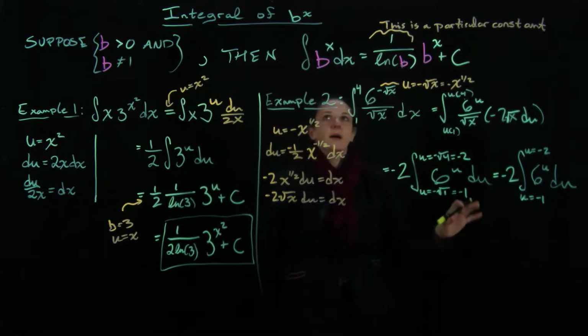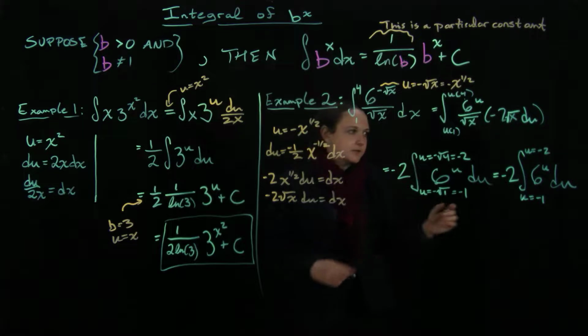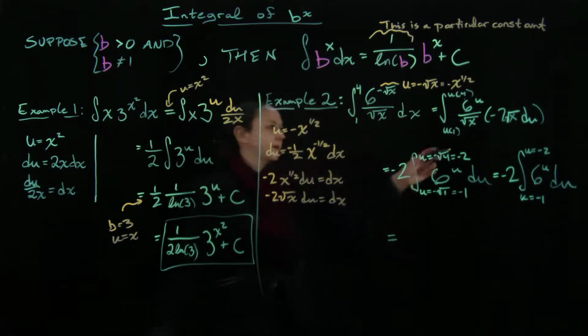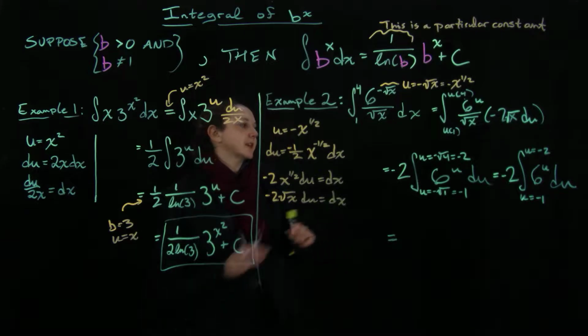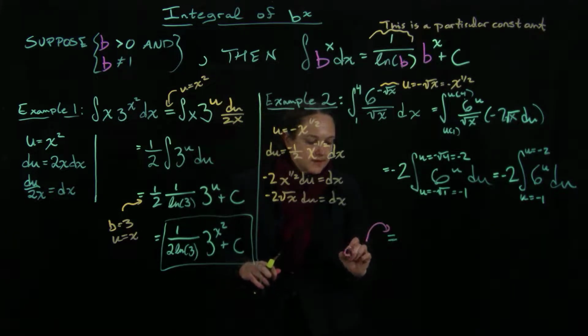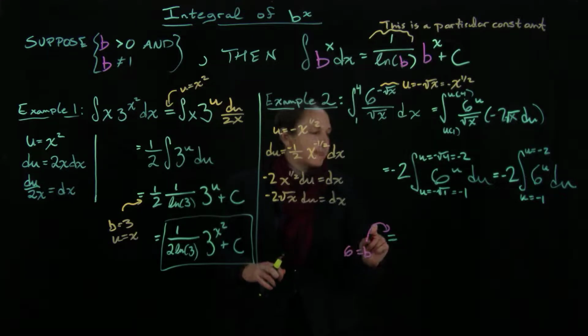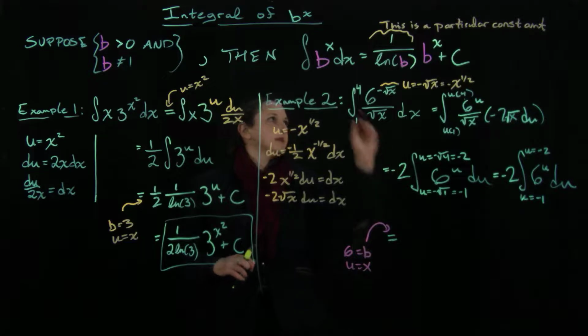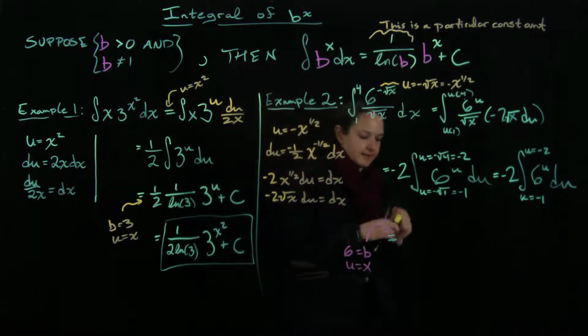And now I can look at this and say, okay, this is going to equal, and then we're putting in here the difference b. So we have our 6 for our b. We're going to do 6 equals b and u equals x, and then we can just use this formula straight ahead like that.